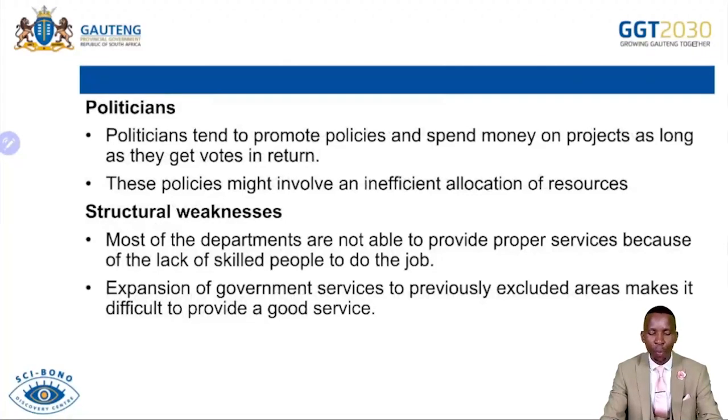Politicians tend to promote policies and spend money on projects as long as they get votes in return. These policies might involve an inefficient allocation of resources. Structural weaknesses. Most departments are not able to provide proper service because they lack skilled people to do the job. And then expansion of the government's services to previously excluded areas makes it difficult to provide a good service.